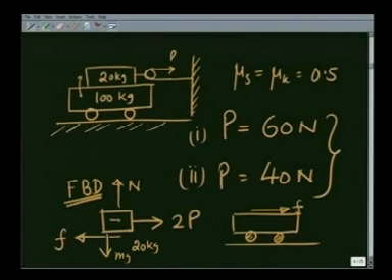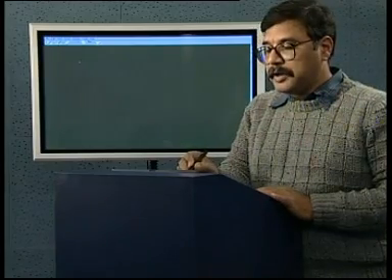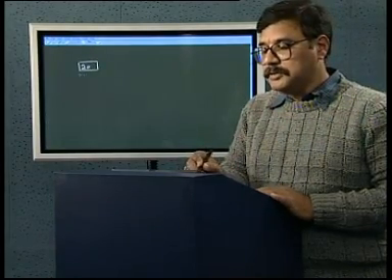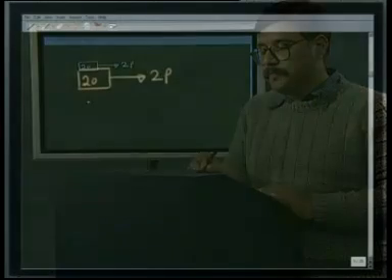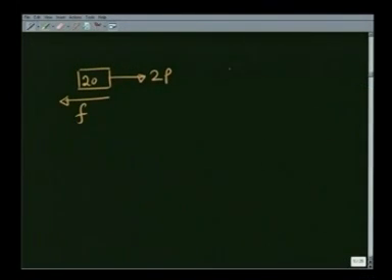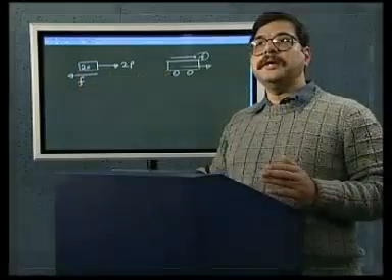If I draw it again, showing only the relevant forces for horizontal motion, the free body diagram for the 20 kg mass is 2P this way, friction this way, and for the trolley, friction this way. So, the trolley would accelerate in this direction due to this frictional force. The 20 kg mass will also move in this direction because of 2P. Let us see what P I should apply so that they don't slide.